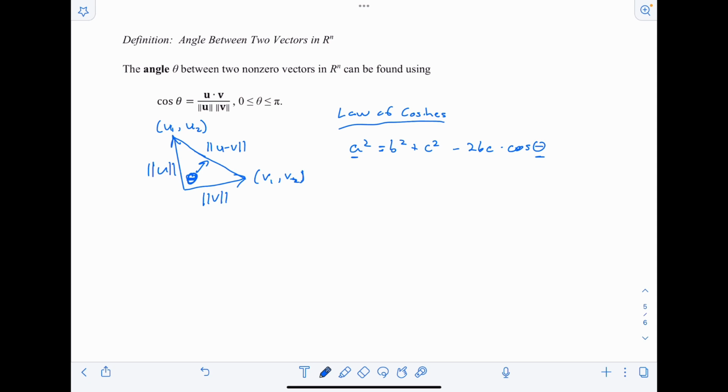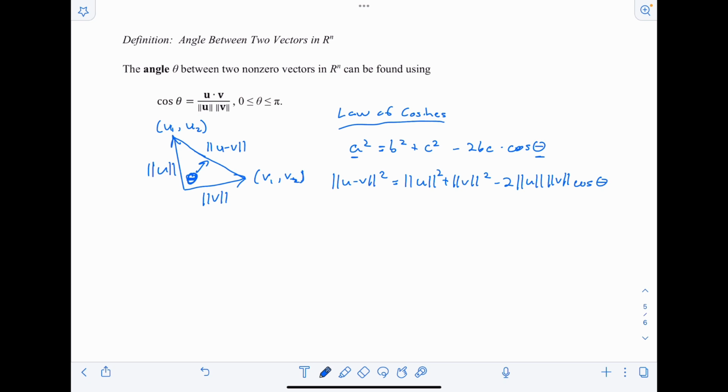Given that, the left side becomes the magnitude of U minus V squared, and it doesn't matter what we call b and c, so I'll use U for b and V for c. That equals the magnitude of U squared plus the magnitude of V squared minus 2 times the magnitude of U times the magnitude of V times the cosine of theta. This is where it gets kind of fun. We're going to actually multiply all of this out and see what happens.